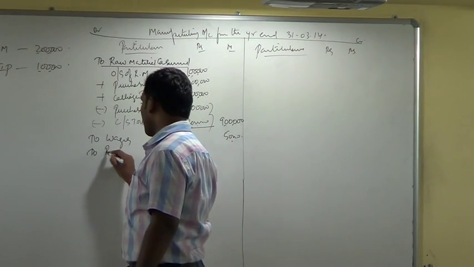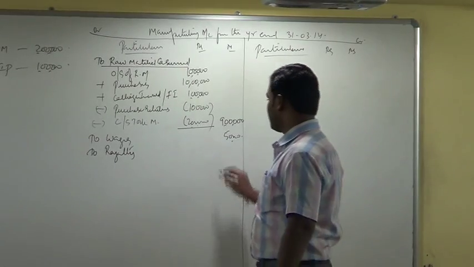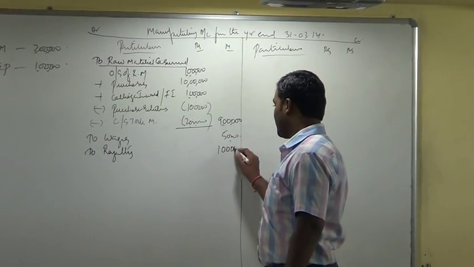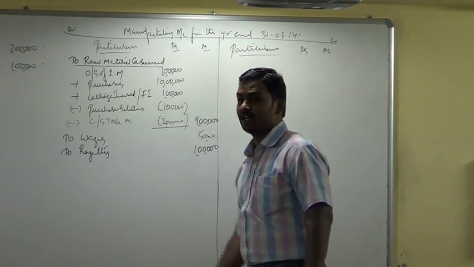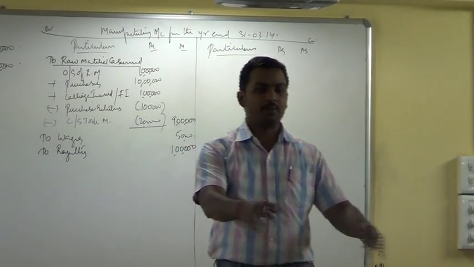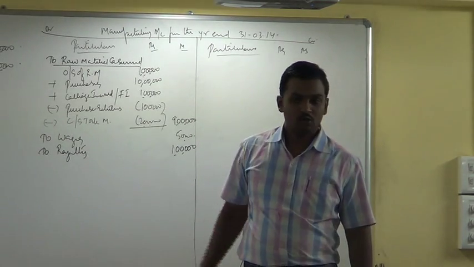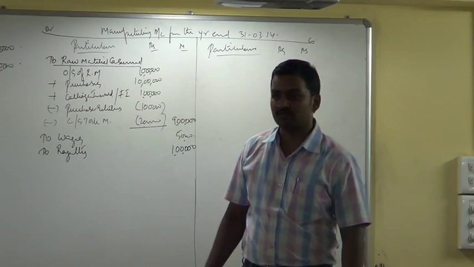Next, royalty. It is given in the problem, 1 lakh. What is royalty here? It is based on output. If the royalty is paid per annum, per quarter, per half year, then in such case it is an internal expense to be debited to the profit and loss account.